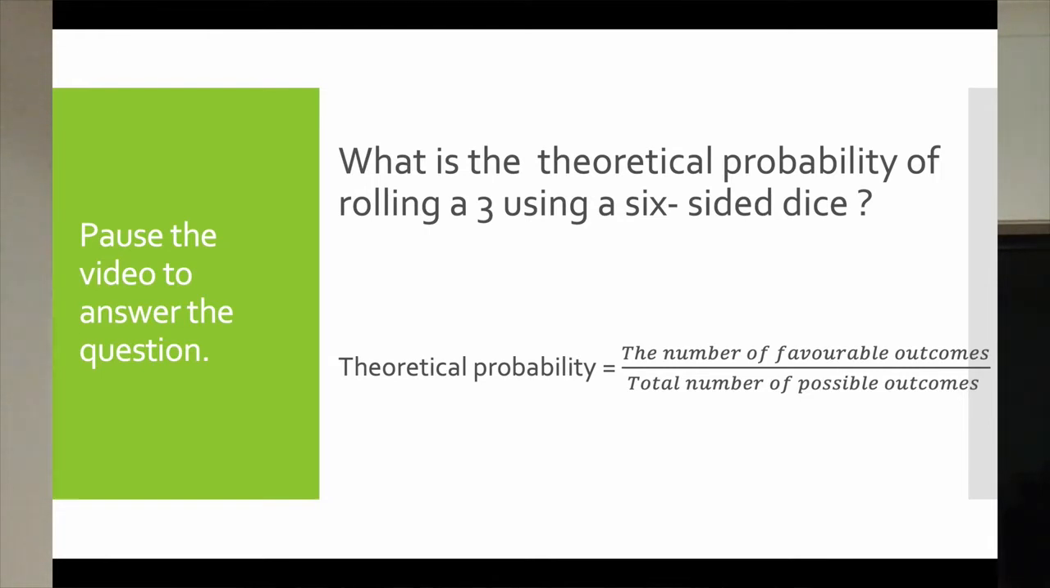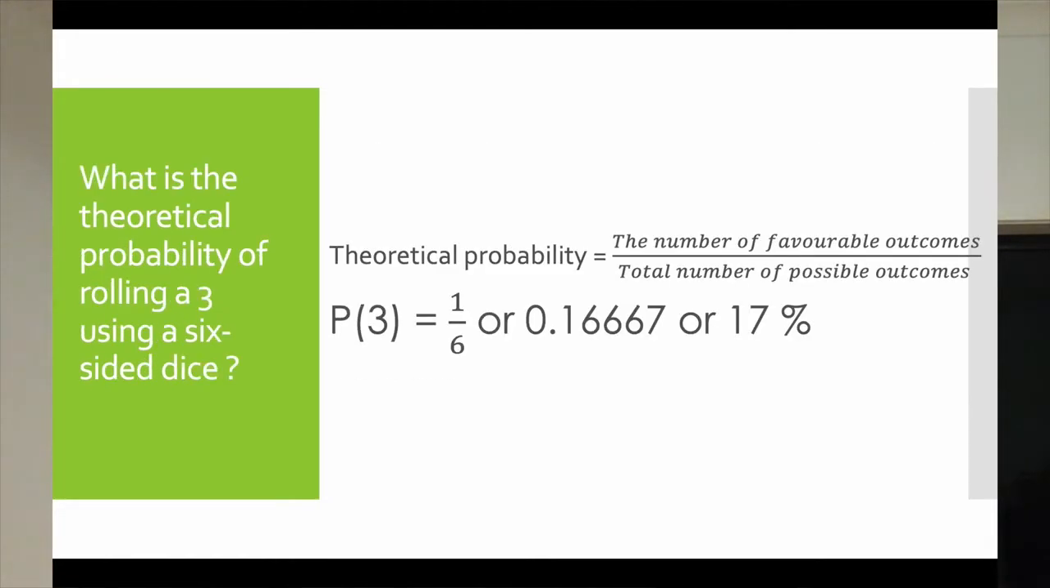That's right, the theoretical probability of rolling a 3 using a six-sided dice is 1/6. You can also represent that as 17% or as a decimal, 0.16666 recurring.